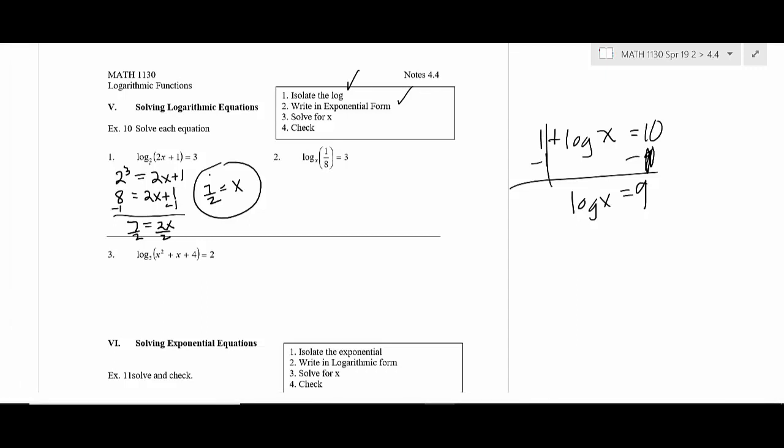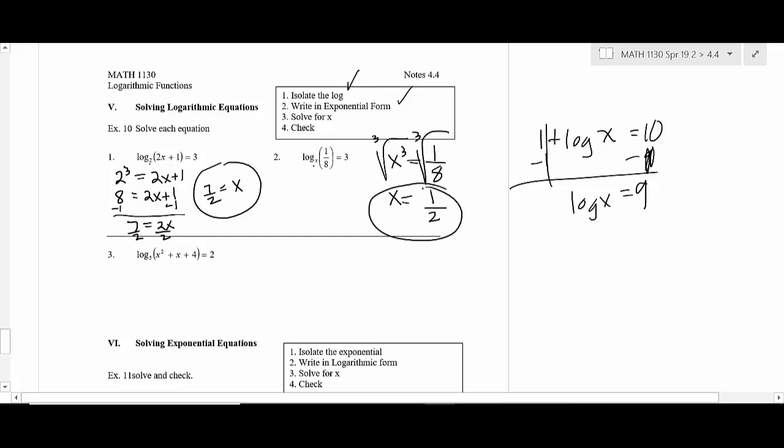Okay, the next one's the same way. The log's already isolated. So step 2, just write it in exponential form. So that would be x to the third is equal to 1 over 8. Okay, what do you do to both sides now? Cube root, right? So you're going to do the cube root of both sides. Then the cube root of 1 is 1, the cube root of 8 is 2. So that would be x equals 1/2. And you can check these things just by plugging in and working out the details.